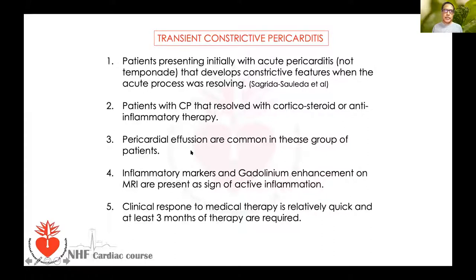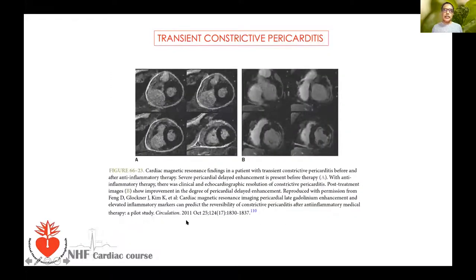Pericardial effusion is still present, and inflammatory markers and gadolinium enhancement on MRI are present as a sign of active inflammation. So here we should use anti-inflammatory therapy for a long time. As you can see, this is a patient with transient constrictive pericarditis. Here, before the anti-inflammatory therapy, the MRI shows the constriction of the thickened pericardium with gadolinium enhancement, showing the evidence of inflammation.